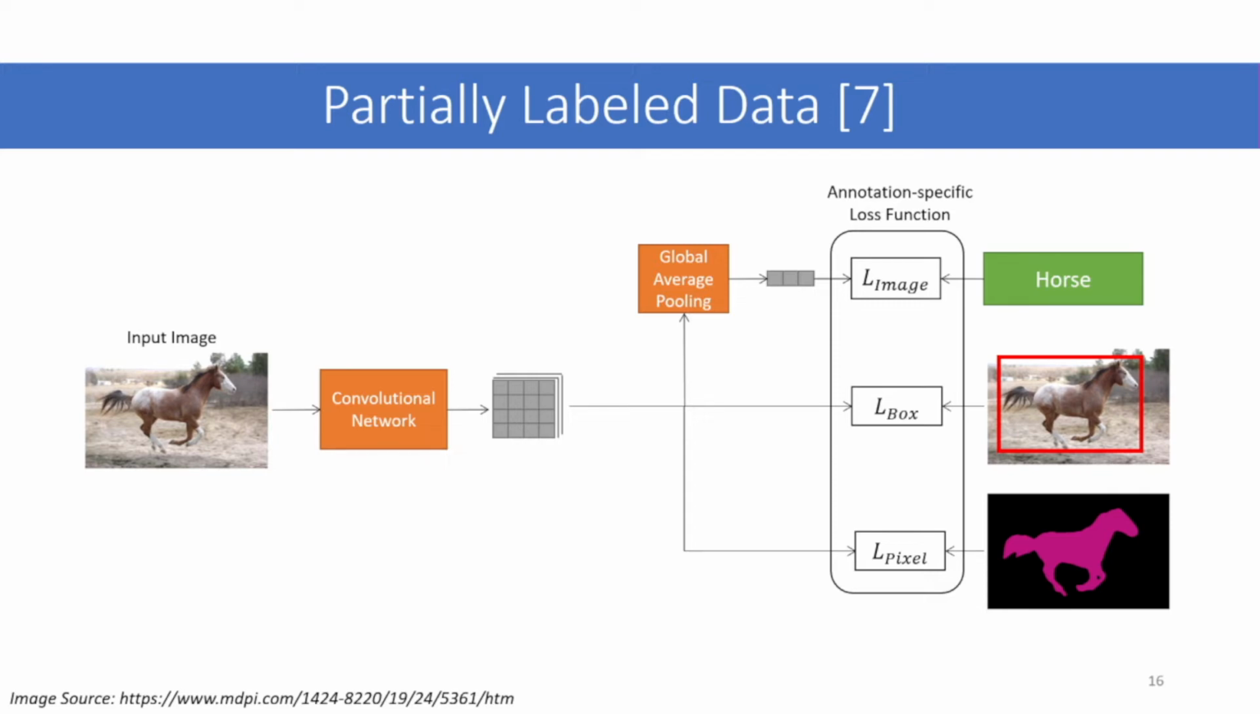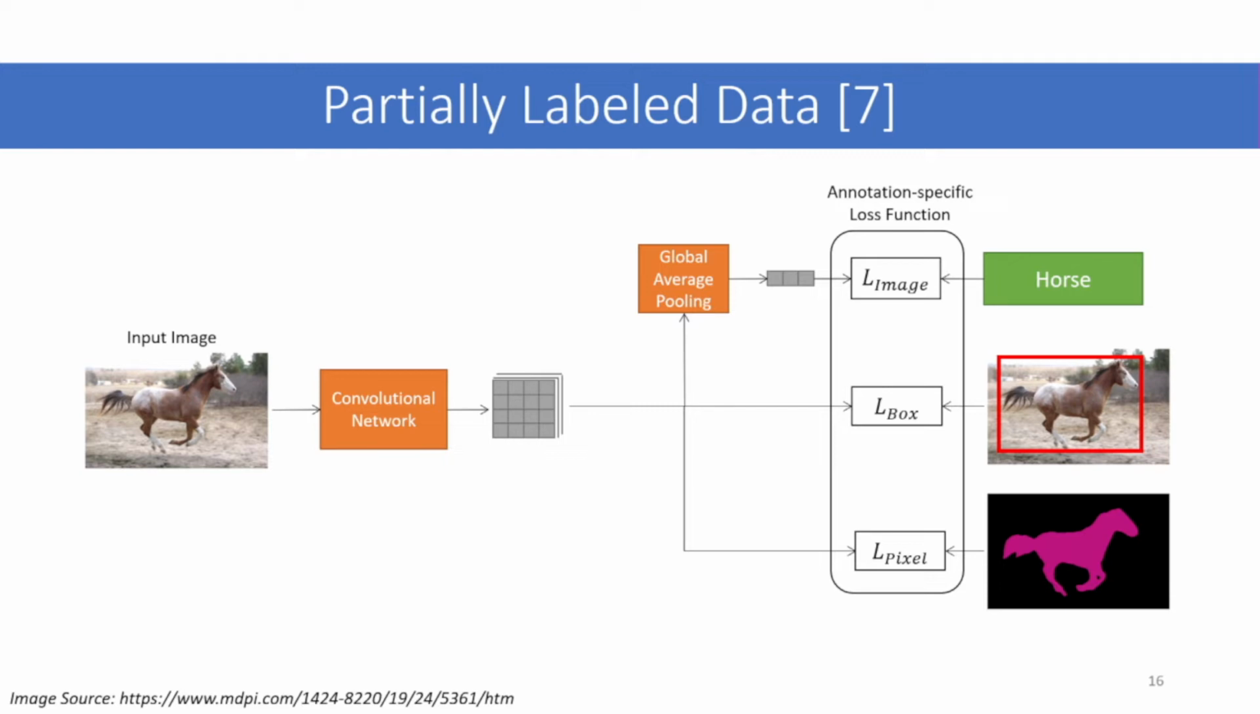A pretty simple approach was presented by Ye et al., and this one is shown here, and they just used all types of annotation by using an annotation-specific loss function. So what they did is they took the image and fed it through a convolutional neural network, which could be any type of network, which outputs a feature map. And then if they had the pixel-level annotations available, they used the pixel-level loss. If they only had the bounding boxes, they used the bounding-box loss, and otherwise they used an image-level loss.